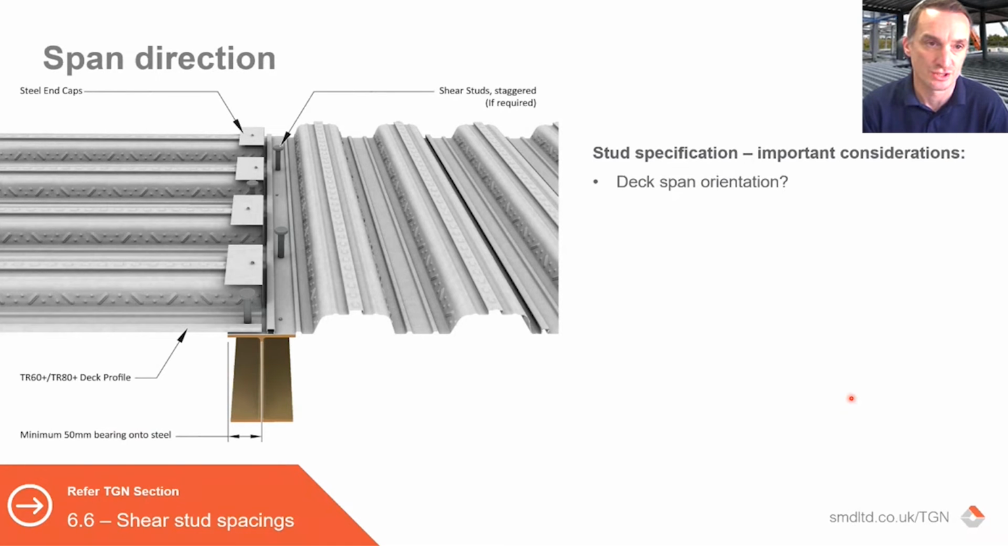There's also changes in span direction. So we're talking very much about the span at the moment. Changes in span direction can impact on the stud centers that you can achieve. So obviously in this scenario, on the left-hand side of this beam, you would be governed by the trough centers, but on the right-hand side, you could actually achieve closer spacing.